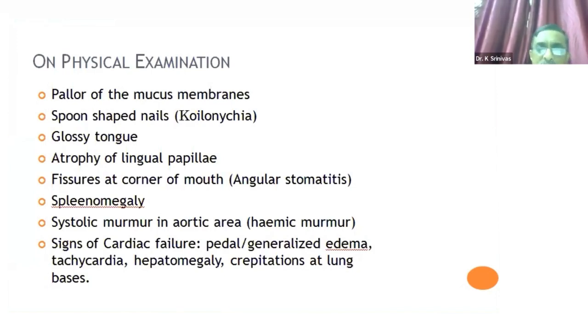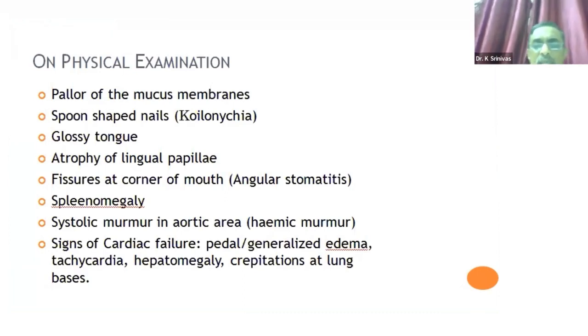Then flow murmurs, right? Usually systolic murmurs less than grade 3. Beyond grade 3, we take as pathological, but these are hemic murmurs. Diastolic murmur is always pathological, but here it is a systolic murmur less than grade 3, and you may find both in both outputs, that is right ventricular and left ventricular. You can find both in pulmonary area and aortic area.